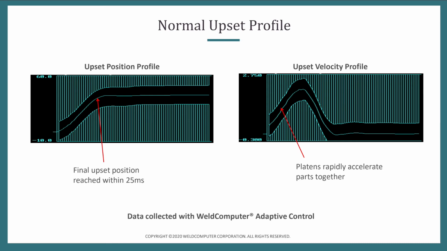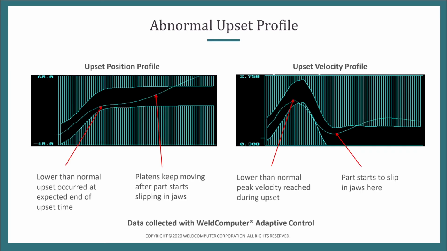And here's the curve. You're seeing the upset motion on the top. Each vertical bar represents 1 millisecond of time. So you actually reach final upset on this weld at about 25 milliseconds. You can see the velocity is rapidly rising to a peak and then drops off, and that's a profile that this operation would consider to be a healthy result.